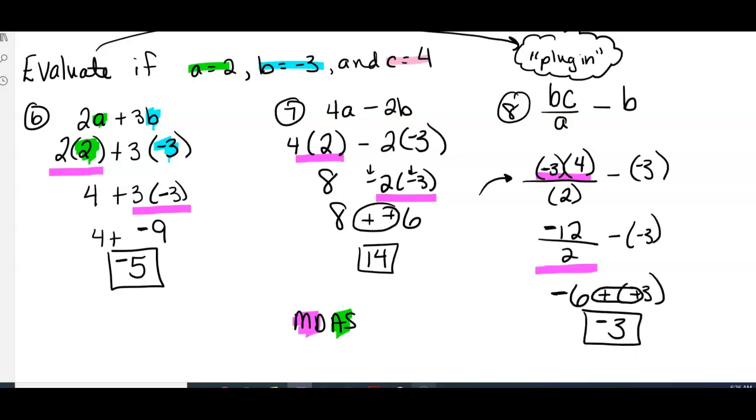Okay, so remember, really take it slow. All multiplying and dividing go together, and you go left to right. It's not necessarily multiplying first and then dividing. You have to go by the order of what you see.